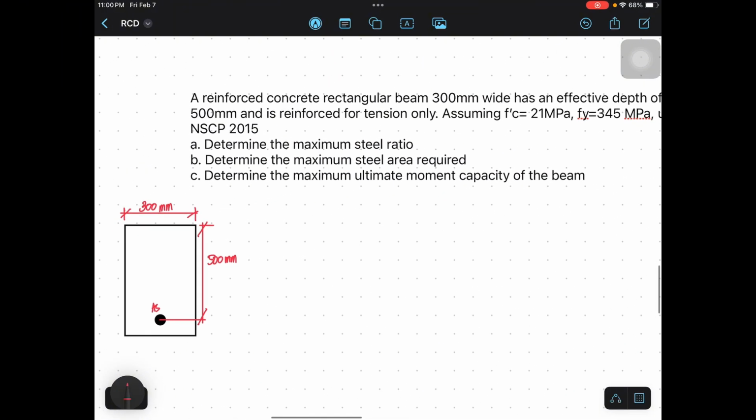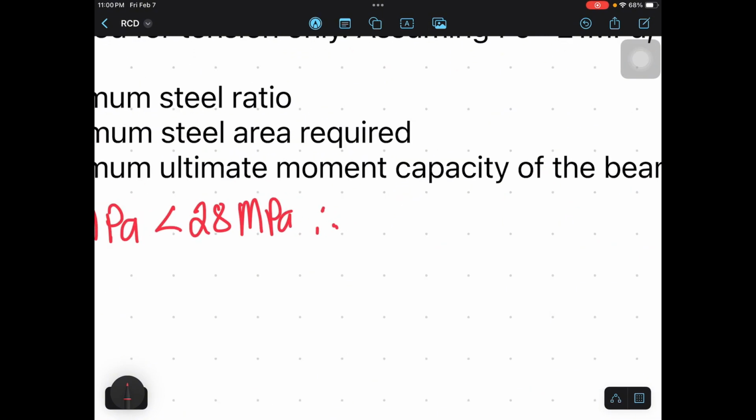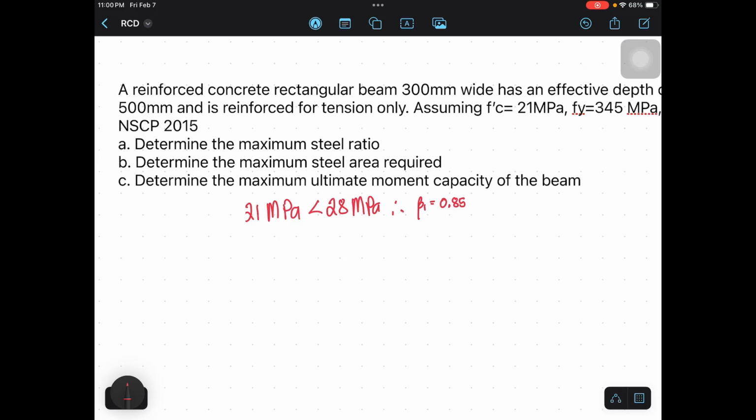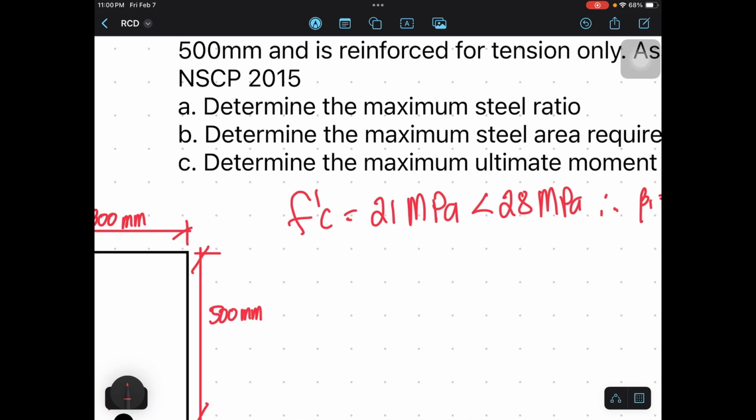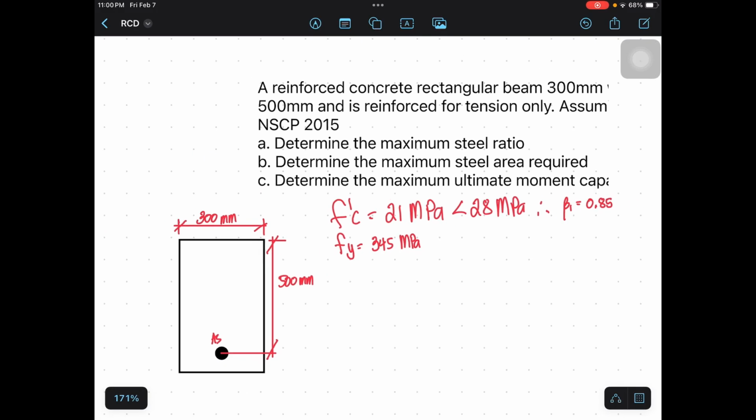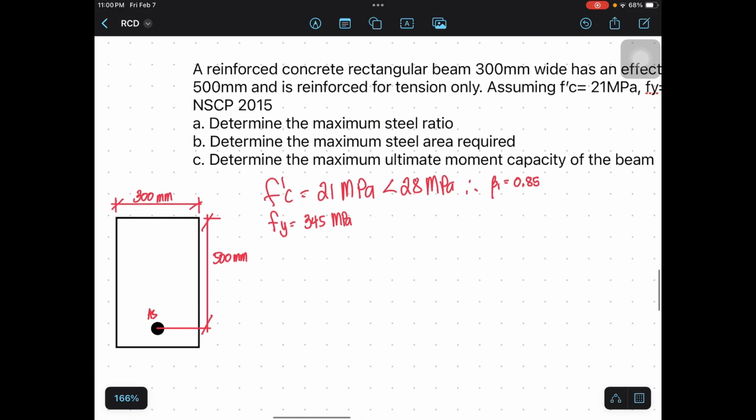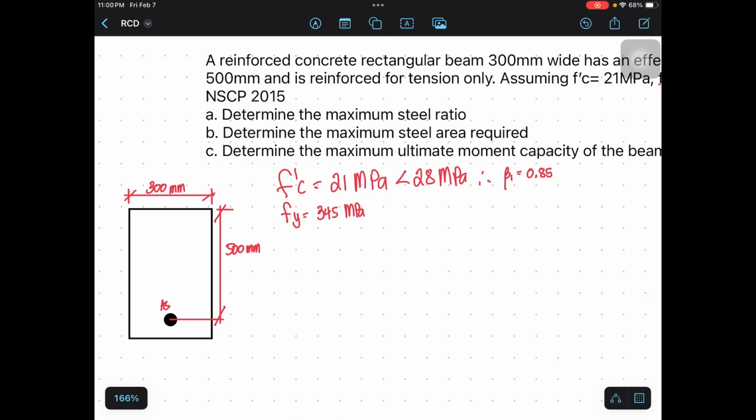First, the specified compressive strength of concrete is 21 megapascal. Since it is less than 28 megapascal, therefore our beta 1 angle is 0.85, and the yield strength of steel reinforcement is 345 megapascal. Determine the maximum steel ratio.